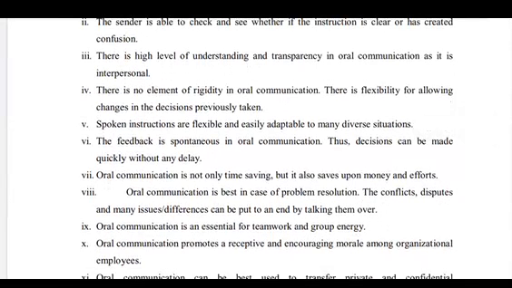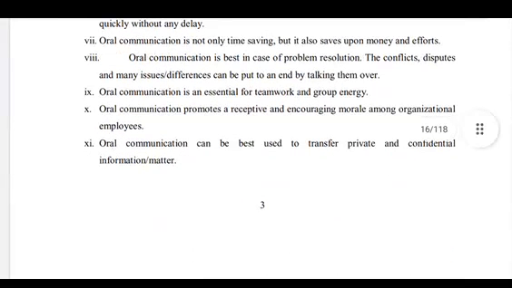It is also very effective whereby you have a teamwork, because all of you can come together, join hands and speak, which is very effective, and it will also save time, and the group work will be very possible to achieve. Another advantage is that it promotes receptive and encouraging morale among organizational employees. When you speak, you even become friends. Therefore, we can see that it encourages morale.